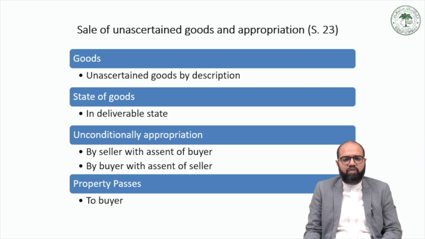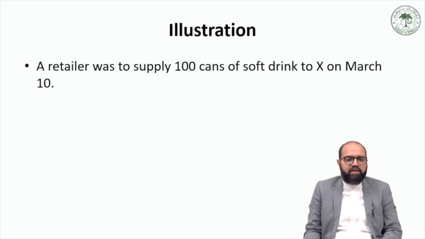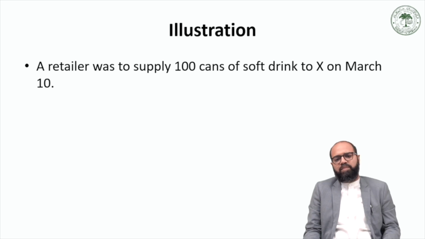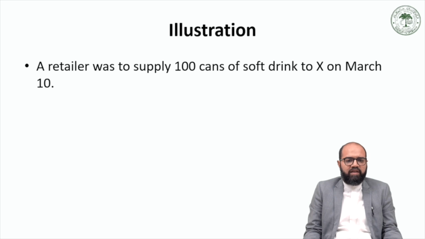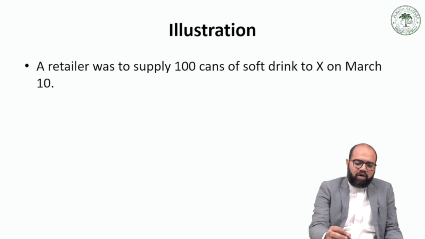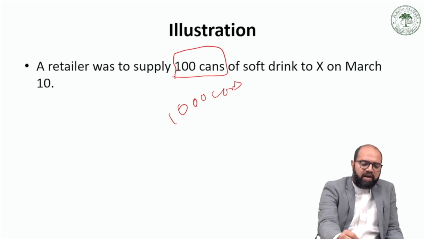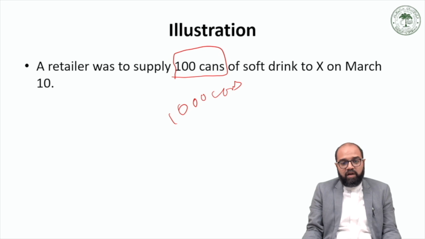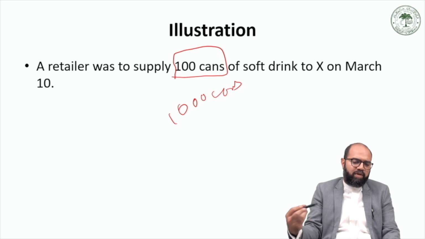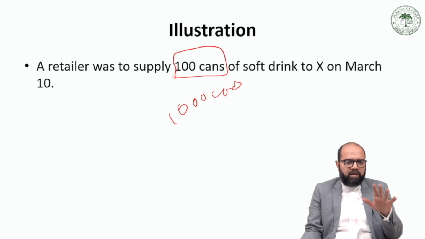Now we shall take a look as to how this provision applies in real life cases. Supposing there is a contract whereby the retailer is to supply 100 cans of soft drink to buyer X on March 10th. So here, let us assume that the retailer has got 1000 cans and 100 cans have to be appropriated to the contract. So this is an example of unascertained goods. Unless and until somebody does an action of segregating these 100 cans from the 1000 cans, the goods will remain unspecific or unascertained.